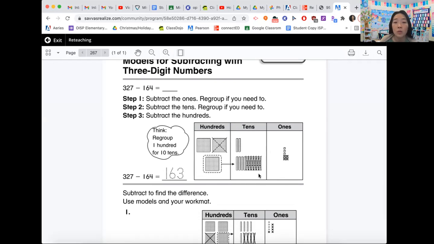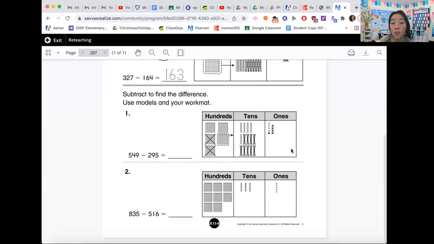Then you're going to subtract the hundreds. And so, we already used this one up. We're going to take away 100. So we're only left with one more 100, which is how we got to the answer 163. Okay. I'm going to show you guys that with numbers 1 and 2. And then you guys are going to do it on your own.